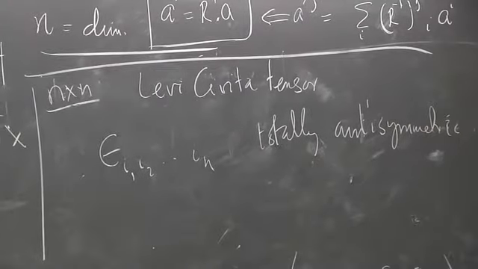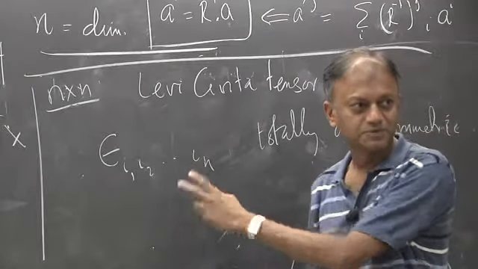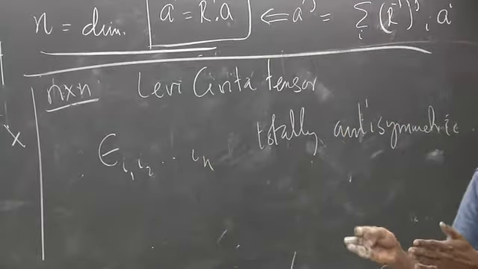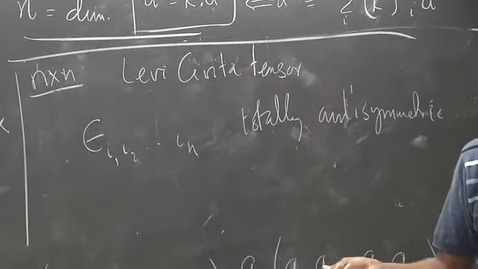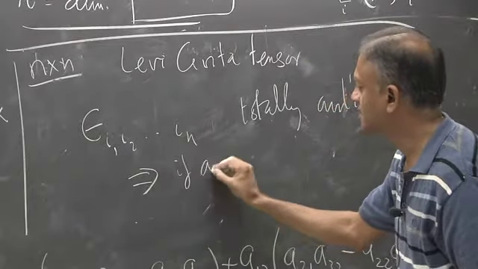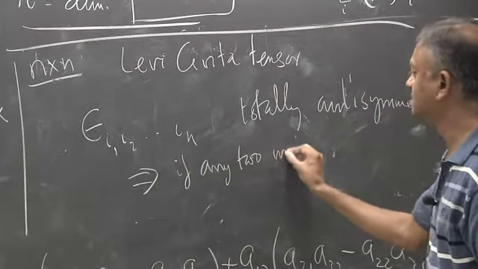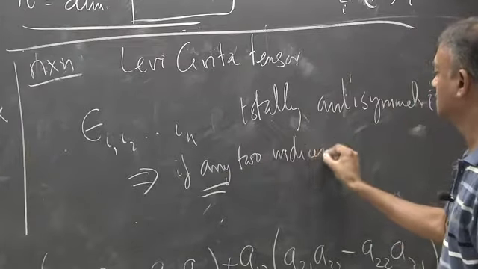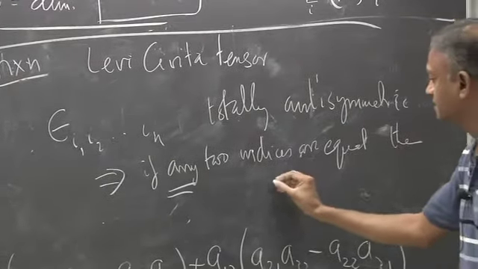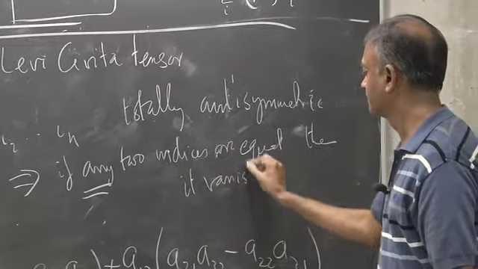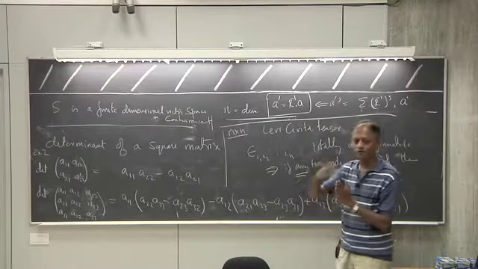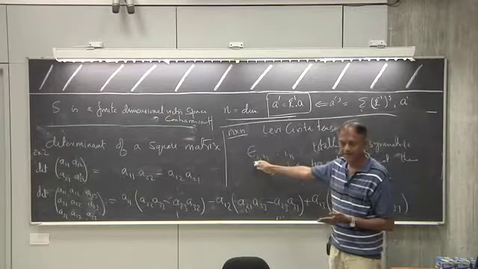In particular, what it means is that if any two indices are equal here, it must be 0. Because if I exchange two equal indices, I should get a minus sign. So something is equal to minus of the same thing. The only thing it can be is 0. It must be 0, right? So this implies, in particular, that if any two indices are equal, then it vanishes. Remember, we are in an n-dimensional space, so each of these indices takes a value from 1 to n, right? They can only be between 1 and n, right?